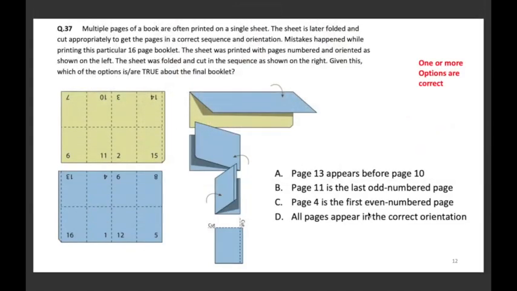Multiple pages of a book are often printed on a single sheet. The sheet is later folded and cut appropriately to get the pages in a correct sequence and orientation. Mistakes happen while printing this particular 16-page booklet. The sheets were printed with pages numbered and oriented as shown on the left. The sheet was folded and cut in the sequence as shown on the right. Given this, which of the options is or are true for the final booklet?